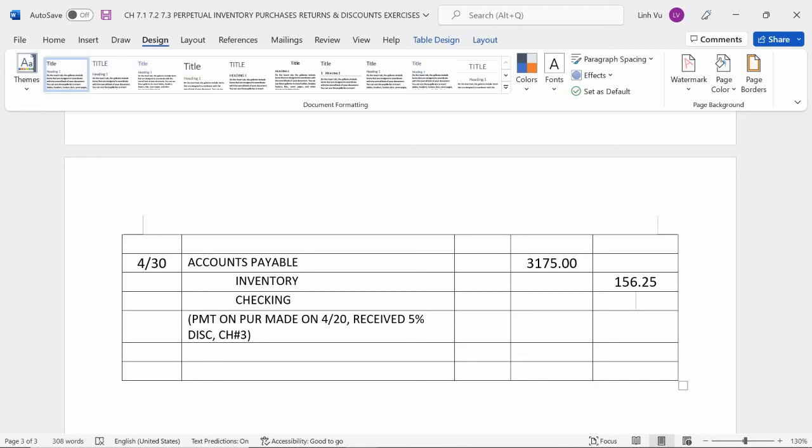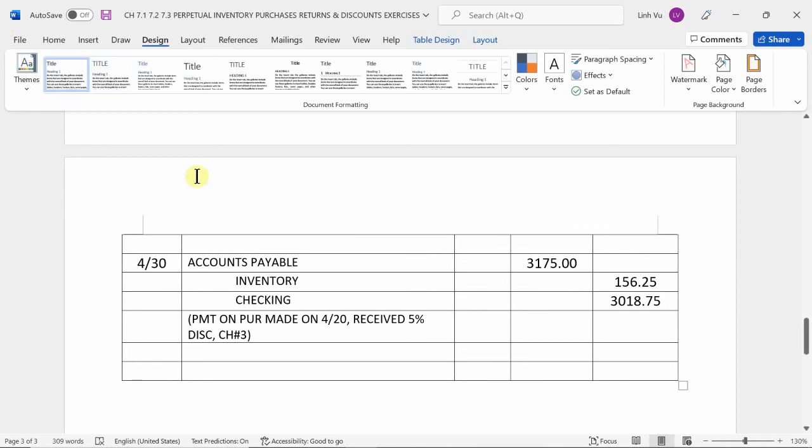$3,018.75. Let's do that calculation again. How can you pay someone 18,000? Wait, sorry. 156.25 minus 3,175. Okay. 3,018.75. Yeah, okay, that was correct.